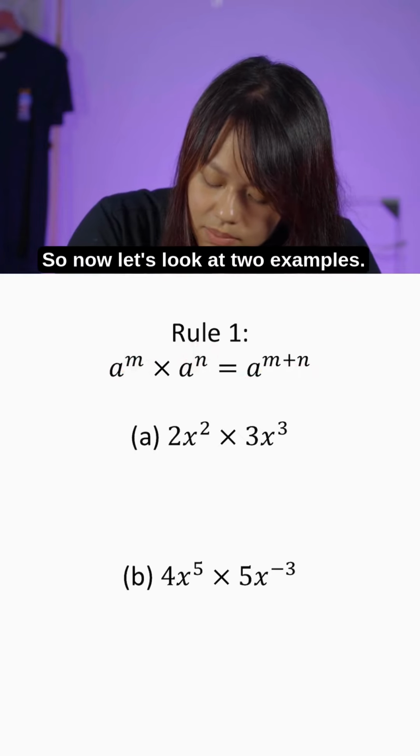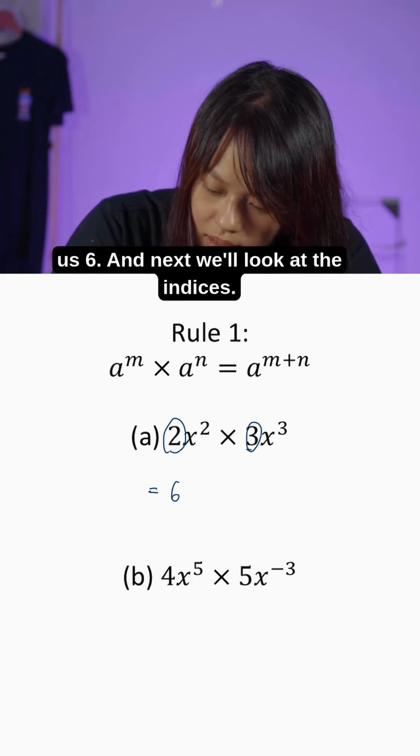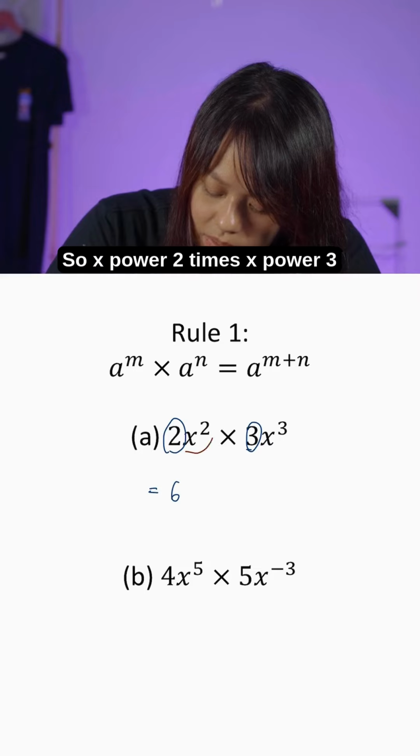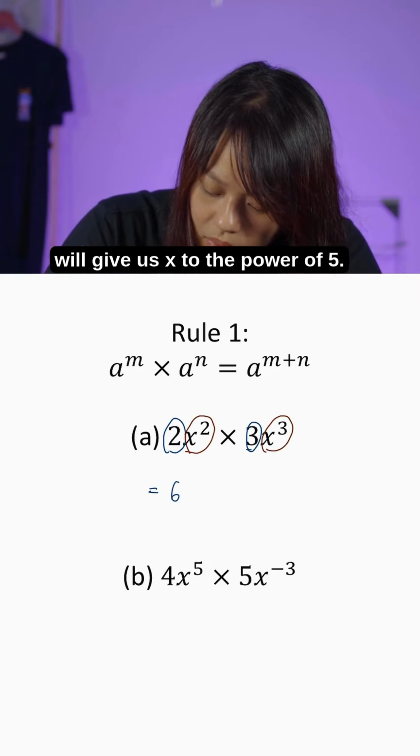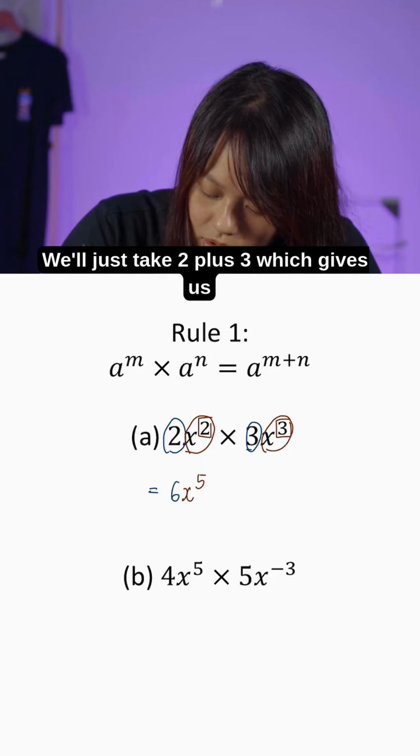So now let's look at two examples. So we can see that this is 2 times 3, which gives us 6. And next we'll look at the indices. So x to the power of 2 times x to the power of 3 will give us x to the power of 5. We'll just take 2 plus 3, which gives us 5.